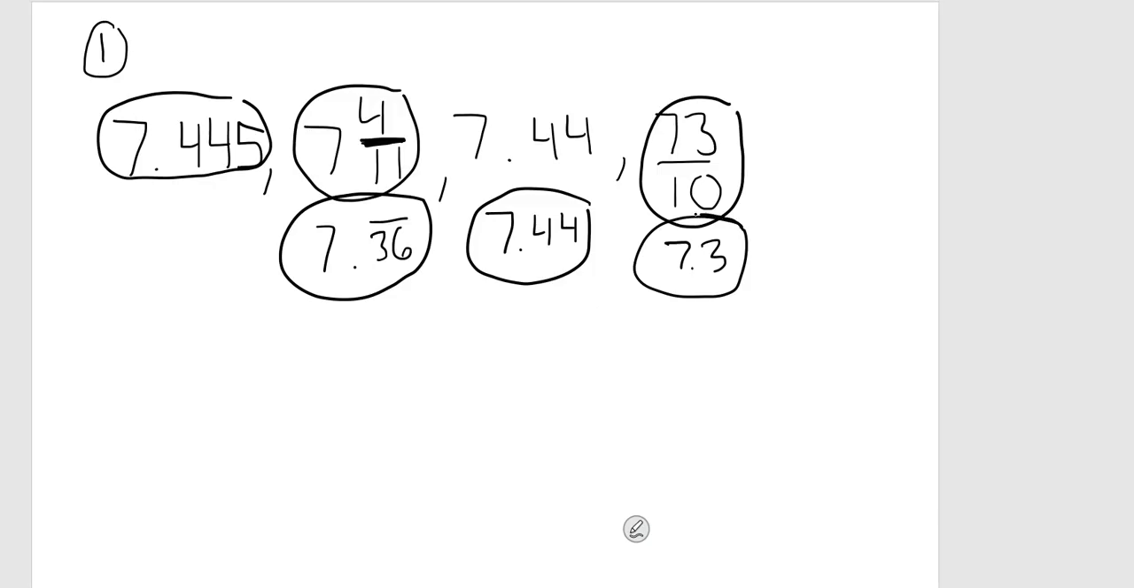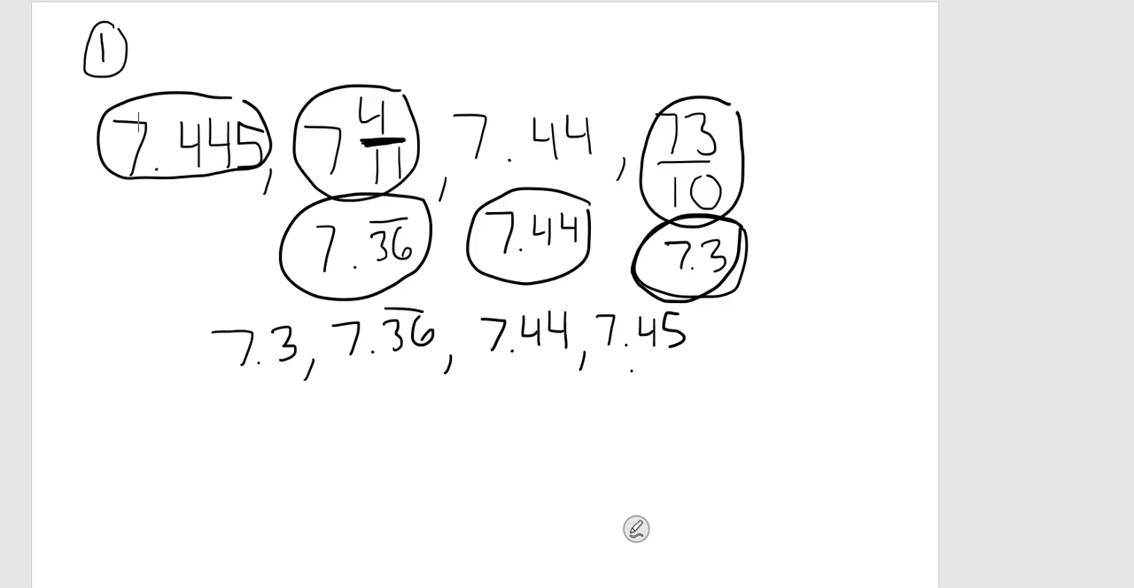So our very smallest number is 7.3, and then our next one would be 7.36 repeating, and then our next one would be 7.44, and then our next one is 7.45. Okay, so now we have ordered all of these numbers from least to greatest. Make sure that you have this example written down on a piece of paper so that when you do your problem number one, you have a reference. Okay, let's go ahead and look at problem number two.